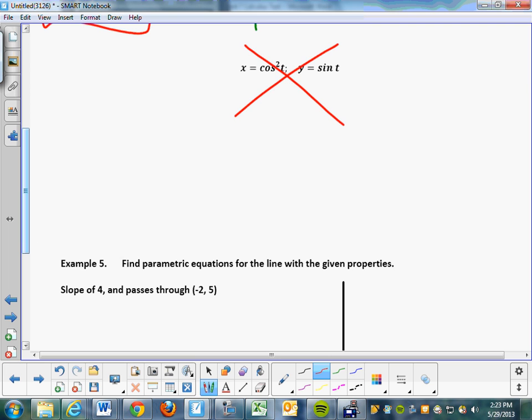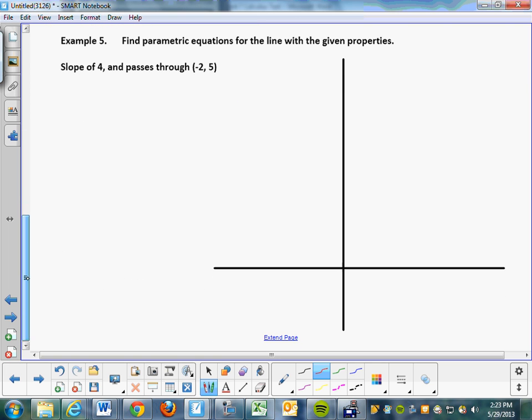We're going to skip this one. All right, example 5, you're going to have a problem just like this on your test, I promise. So some people find this a little bit confusing, but I think if you're patient, I think you'll do just fine. So it says, find parametric equations for the line with the given properties. We want a slope of 4, and we want to pass through negative 2, 5.